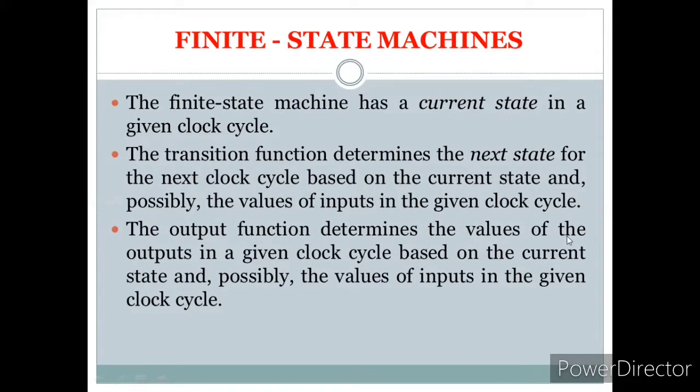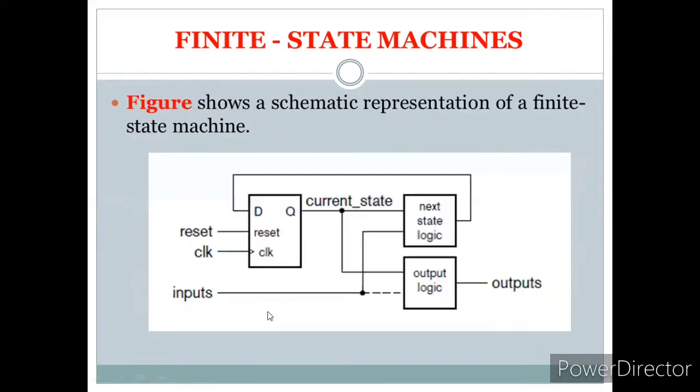The output function determines the value of the output in a given clock cycle based on the current state and possibly the value of the input in the given clock cycle. After performing that, it gives the respective output. So depending upon its input signal and current state, if it is going to the next state, the possible output it generates is given there.